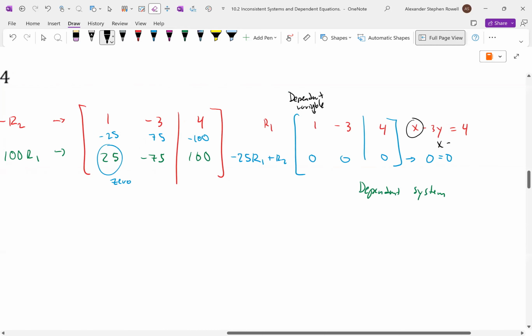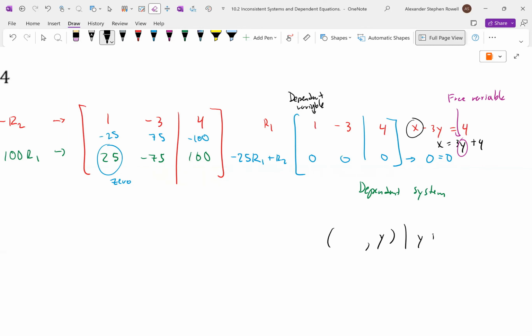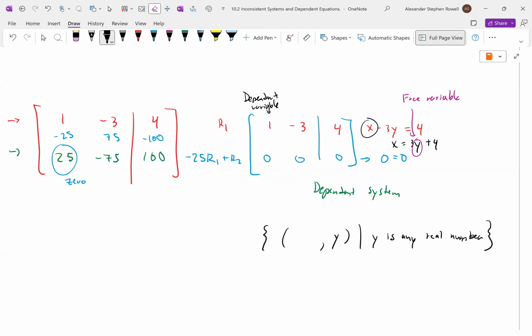You solve for it, you get x is equal to 3y plus 4, and we call this y the free variable, meaning y can be whatever it wants, it's free. But whatever it picks, x is then dependent on it. When we write the solution set, we say, let y can be any real number. And whatever we pick for y, then x must follow a distinct pattern. That is, x must be 3y plus 4.